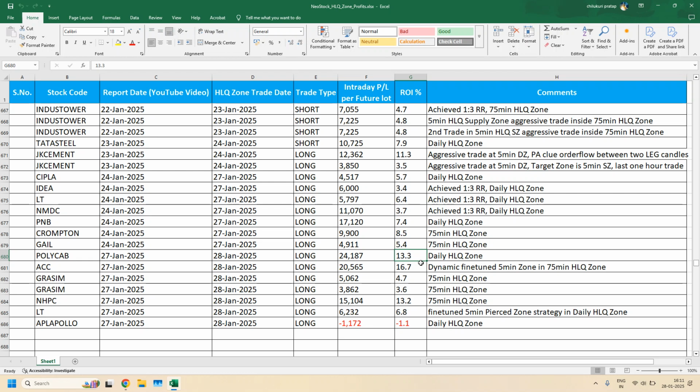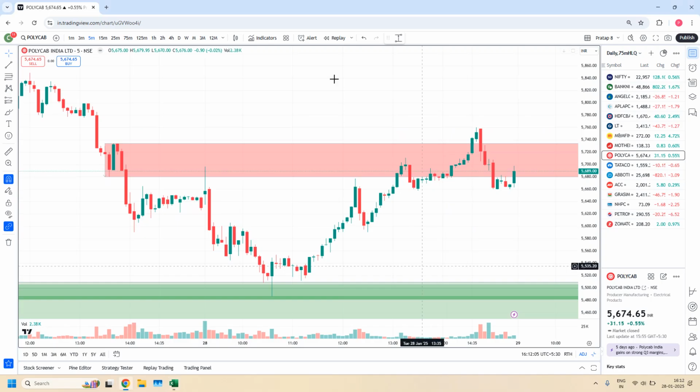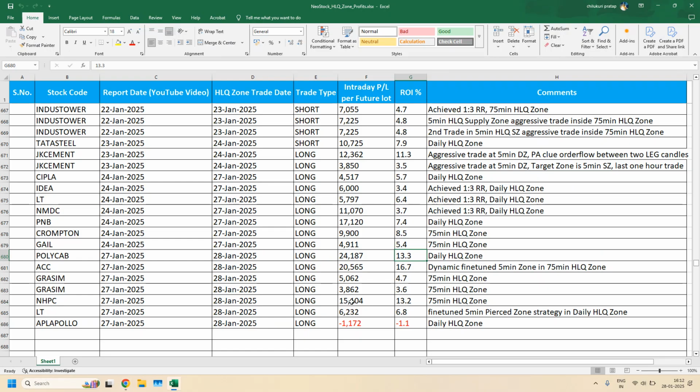A simple fine-tuned zone. Those who completed lesson 16, even without much experience, could have drawn this zone. Even without listening to my everyday HLQs and analysis videos, those who completed lesson 16 could have also drawn this fine-tuned zone. By fine-tuning the zone, you would have got 24,000 rupees profit during the intraday. 13.3% ROI.